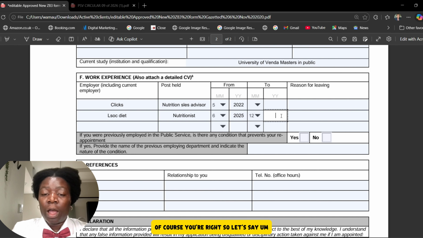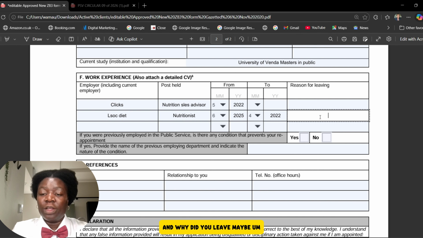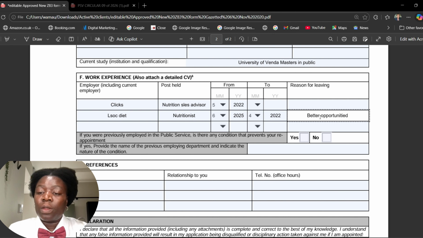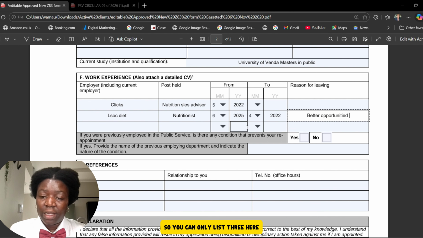So let's say I stopped working here in May. I'm still working here, but I started working here in May, so 2022. So let's say I stopped working here, not in December, but let's say in April, right? So in April 2022. And why did you leave? Maybe better opportunities. All right. And then you can do that with the other role as well. So you can only list 3 here.